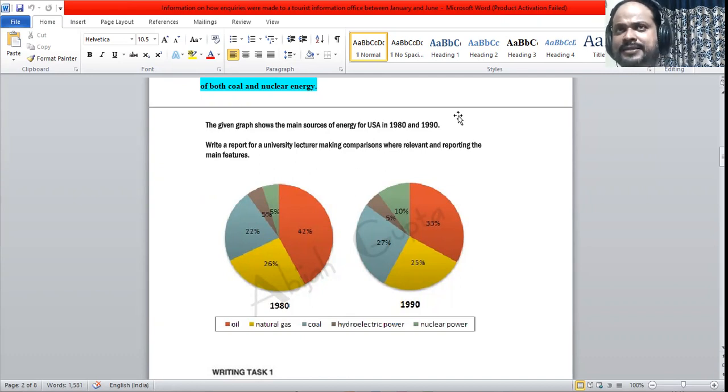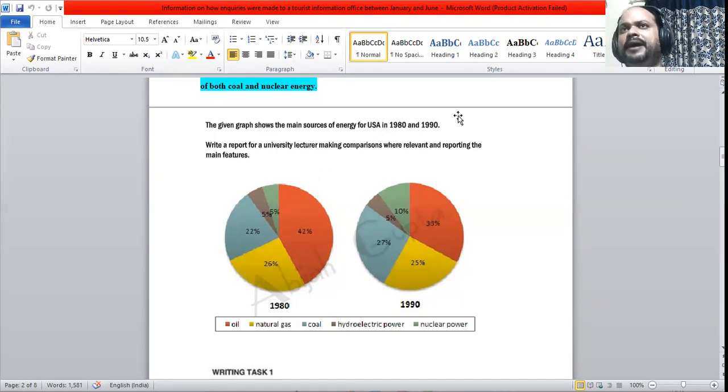So we need to summarize this data. You need to select the main features and make comparisons wherever relevant. As we know, pie charts are a part of classical academic task 1. Here we have fractions recommended.